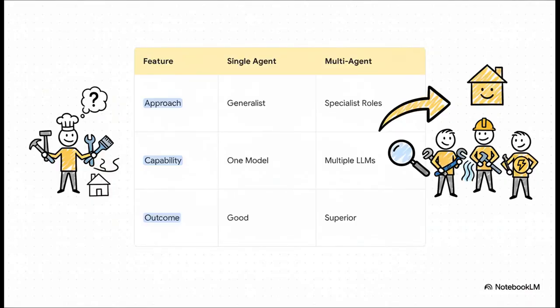And this chart really lays it out. A single agent is a generalist, a jack of all trades, master of none. But a multi-agent system, that's a team of specialists. Each one has a laser-focused role, and the final result is just leagues better. It's really the difference between hiring one handyman to build your whole house versus hiring an architect, a plumber, and an electrician. The quality is just on another level.